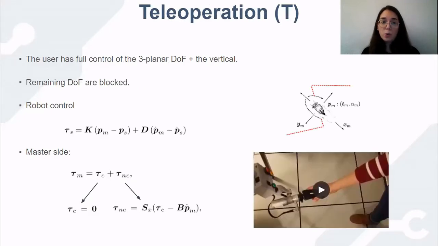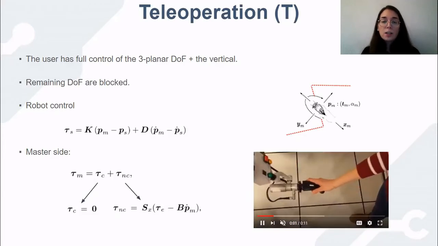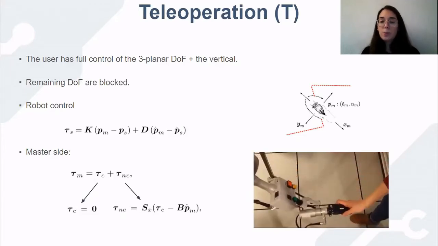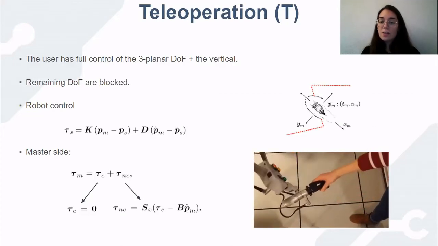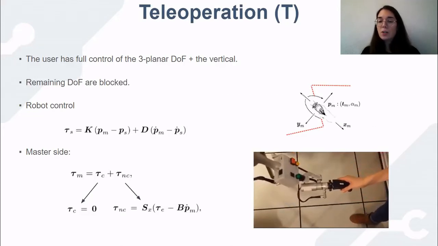Starting with the teleoperation mode, in this mode, the user has full control of the three planar degrees of freedom and on the vertical direction, and the remaining degrees of freedom are blocked. So as you can see in the video, in this mode, the user can move freely in the plane, can move laterally, can also rotate around the z-axis, and can move vertically along the z direction.